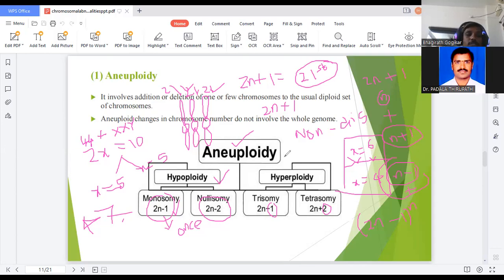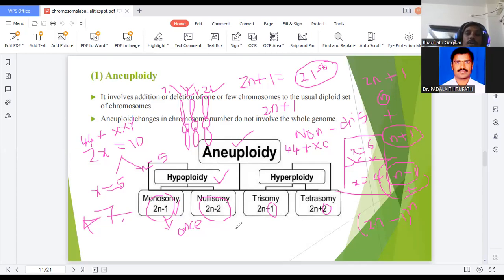Turner syndrome is an example of 44 plus X0. So an X chromosome is missing, an X chromosome missing in females. That genetic disorder is called what? Turner's syndrome. In this way, many plants, in Datura, in Oenothera, are also seen.